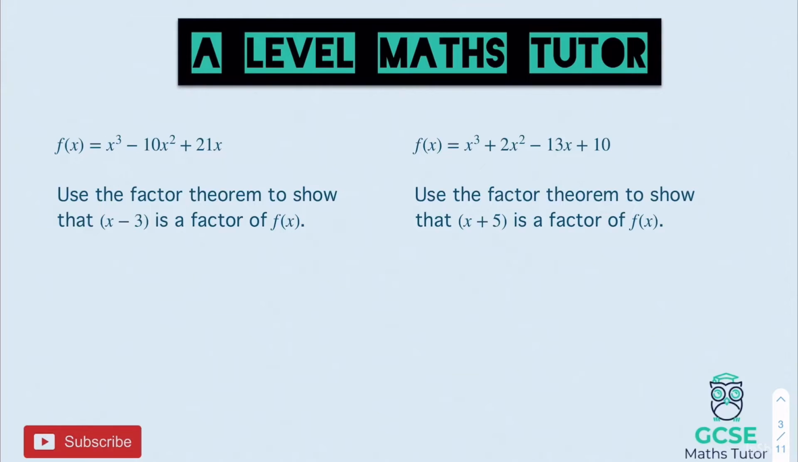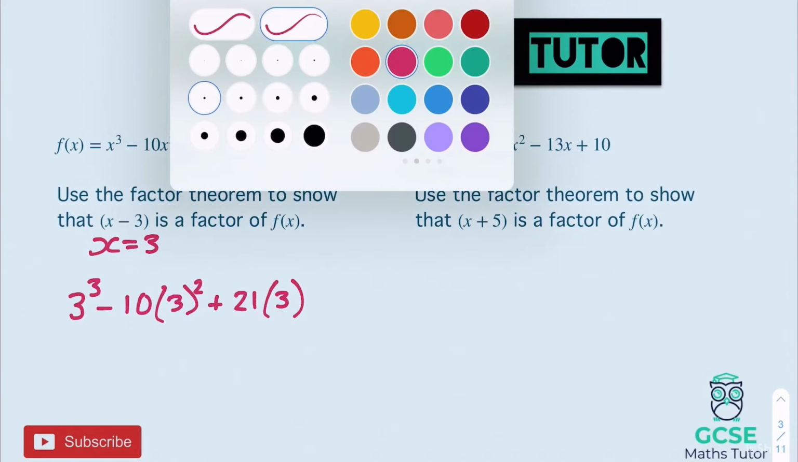Right, okay, so for the first one there, x equals 3 within that factor. So let's have a look and let's sub 3 in, so we get 3 cubed, take away 10 lots of 3 squared, and then add 21 lots of 3. There we go, and if we expand this out, let's see what we get.